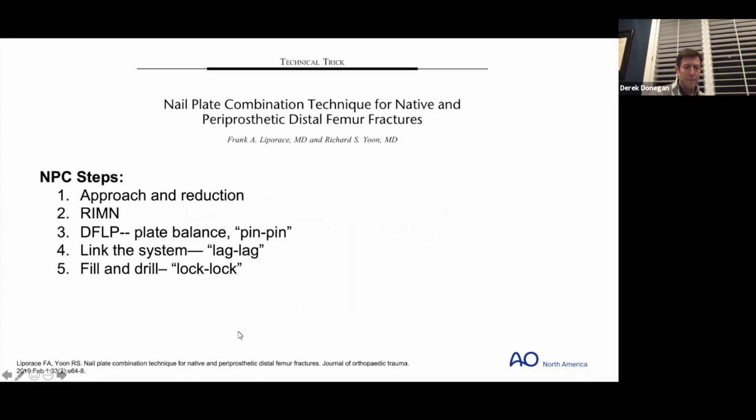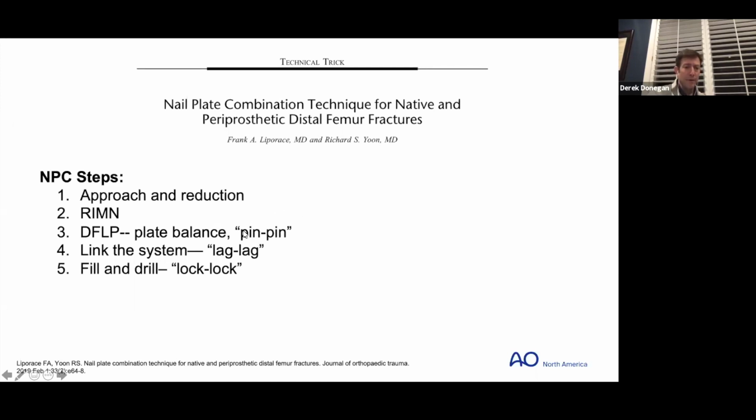This was published in JOT back in 2019, Dr. Liberace and Dr. Yoon out of Northern Jersey. It's a thought process behind it, and just like anything else, the thought process can be modified, adapted and adopted to the situation that's presented to you. They describe going about it where, obviously, your approach and reduction, and then retrograde nail followed by your plate.